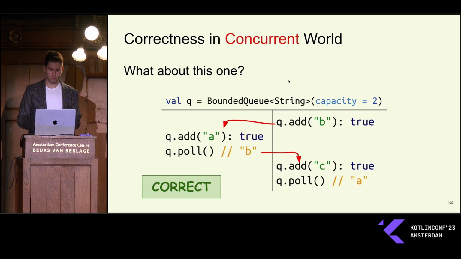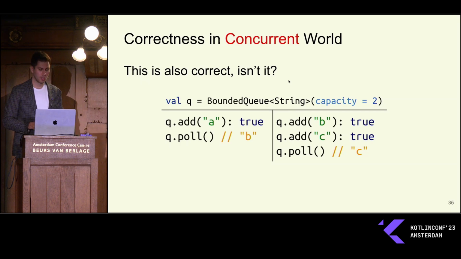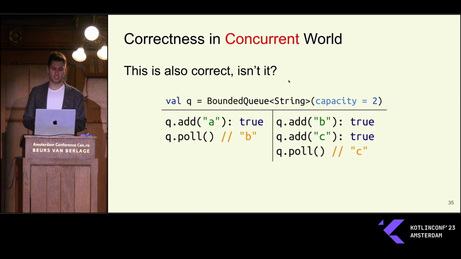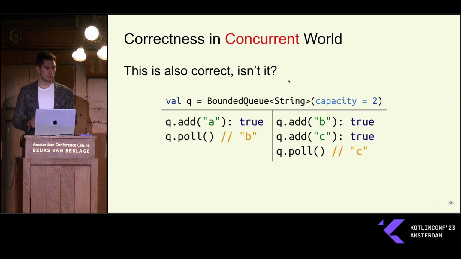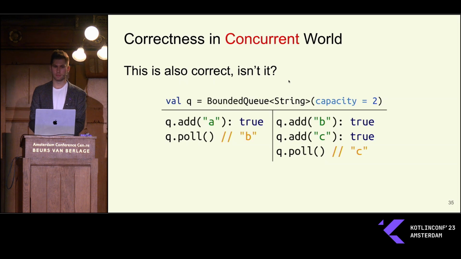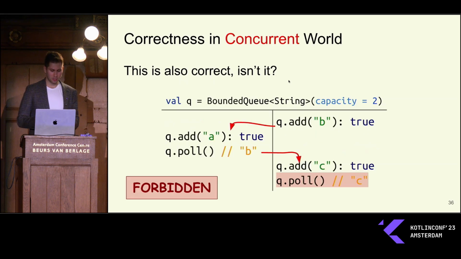So it's correct. Okay, the last one. The difference from the previous one is that the poll invocation in the second thread now returns C. So, 5-10 seconds again. Think about whether it's correct or not. It's not so obvious. Okay, it's not possible. You're right, it's impossible.